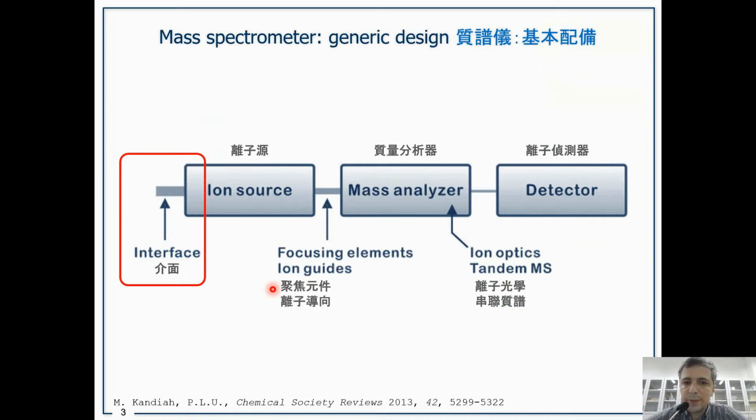And a mass spectrometer consists of three main parts: source, mass analyzer, and detector. And there are some additional components, and from the point of view of the user, the interface is very important. How we deliver sample to the mass spectrometer, because this can affect the performance of the whole analysis process.